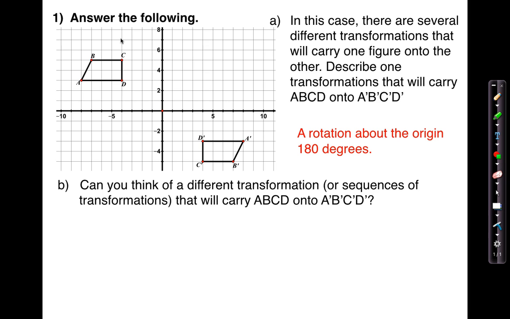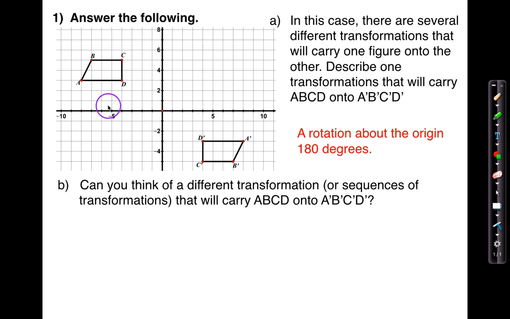Okay, so now for part B, it says, can you think of a different transformation or sequence of transformations that will carry A, B, C, D onto A prime, B prime, C prime, D prime? The answer is yes. To me, it kind of looks like there's also a multiple of reflections. So let me show you.